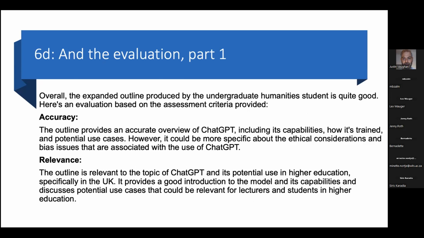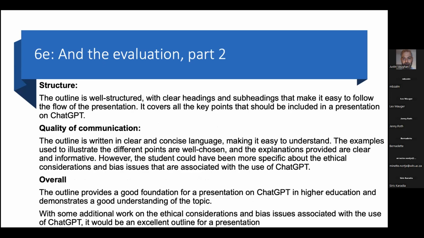So it gave an overall impression that it's quite good. It provides an accurate overview on accuracy. It's relevant. And the second part of the evaluation was that it's well structured, with clear headings and subheadings. It covers all the key points. On quality of communication, we've yet to find a grammar or punctuation error in a text that ChatGPT produces. And finally, overall, it's a good foundation for a presentation on ChatGPT in higher education, and demonstrates a good understanding of the topic. So it can evaluate, if you provide it with the criteria. What you do with that evaluation, of course, is the next and perhaps interesting question.